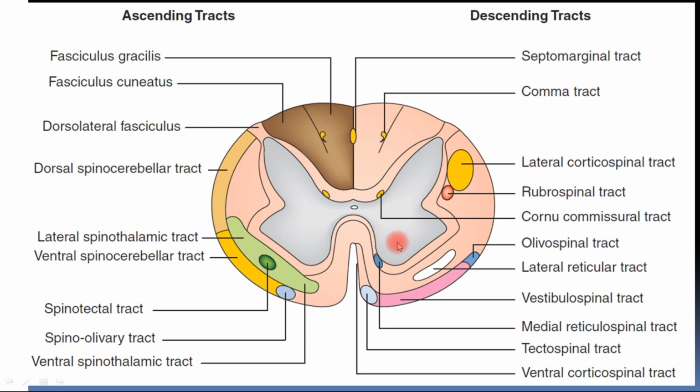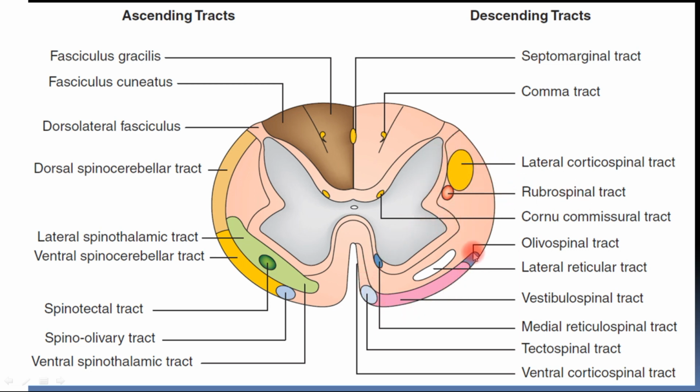So the medial motor system is located medially, the tracts and the neurons, and the lateral motor system, the tracts and the neurons also are located laterally. So the lateral corticospinal tract and the rubrospinal tract are in the lateral funiculus.